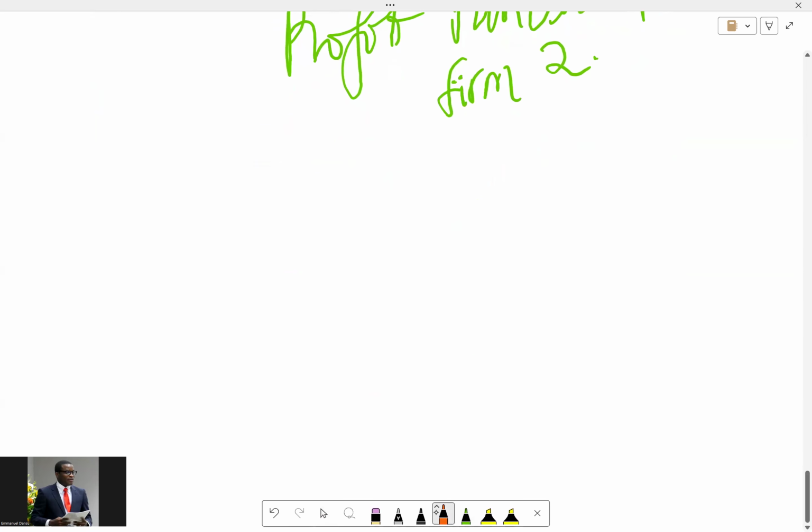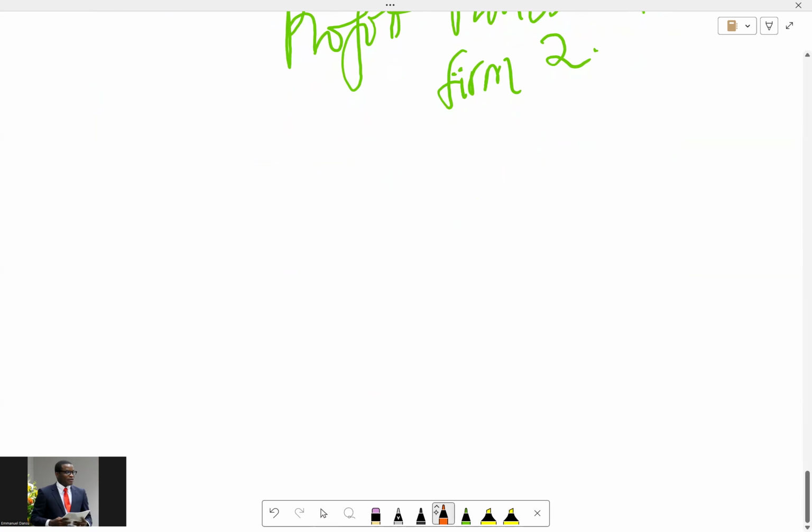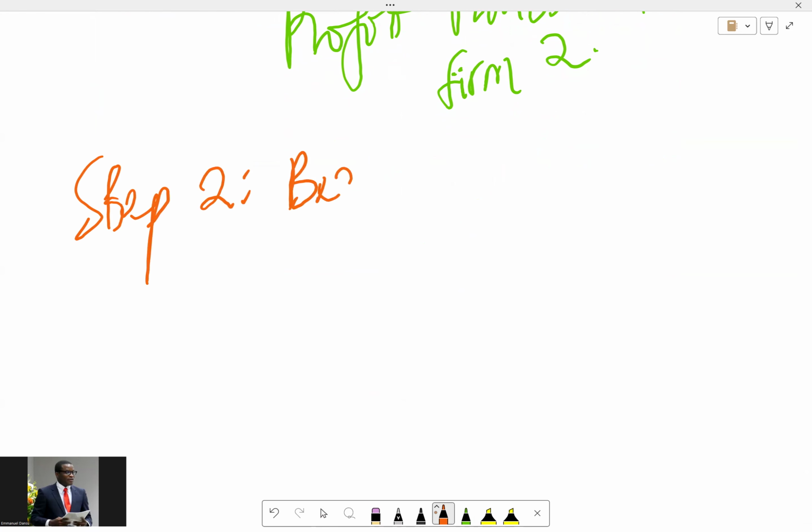So let's move on to talk about the best response function. Step 2 now, best response function.